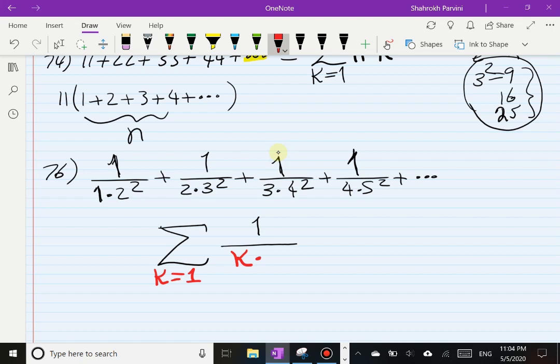Now next to that, the relationship between 2 and 1. 1 more, 1 more, 1 more, right? So that's going to be k plus 1 then. So we're going to go k times k plus 1, and that's going to be the denominator. And because it's dot, dot, dot, that means to infinity, right? And therefore, we're going to write the upper limit to be infinity. There you have it. And that should be the answer to this exercise.